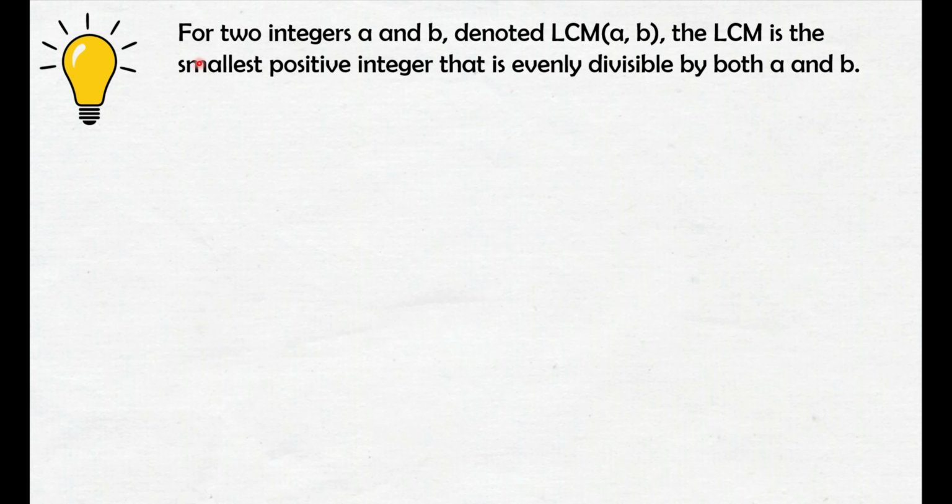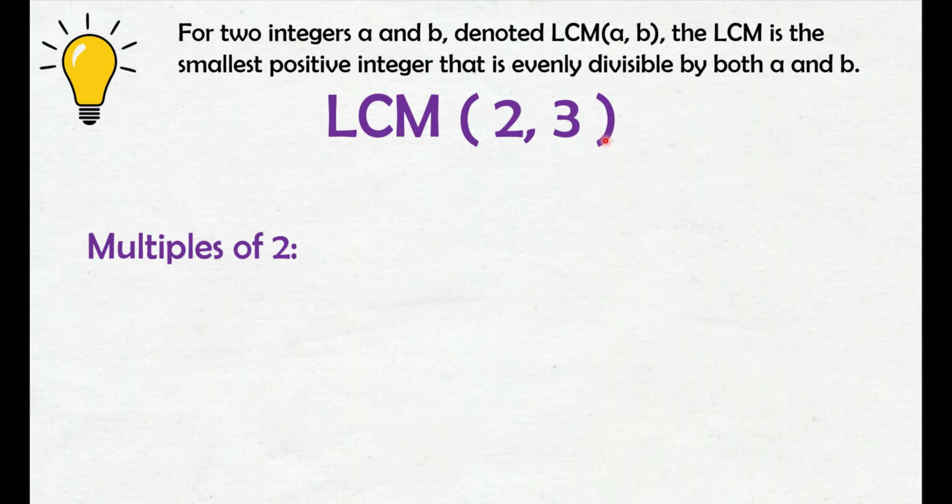Find the LCM of 2 and 3. First, we get the multiples of 2. How do we get the multiples of 2? We just multiply 1, 2, 3, 4, 5, and so on by 2. So 1 times 2 is 2, 2 times 2 is 4, 3 times 2 is 6, 4 times 2 is 8, and 5 times 2 is 10. So the 2, 4, 6, 8, 10 that we got are the multiples of 2, the numbers that 2 can divide without a remainder.